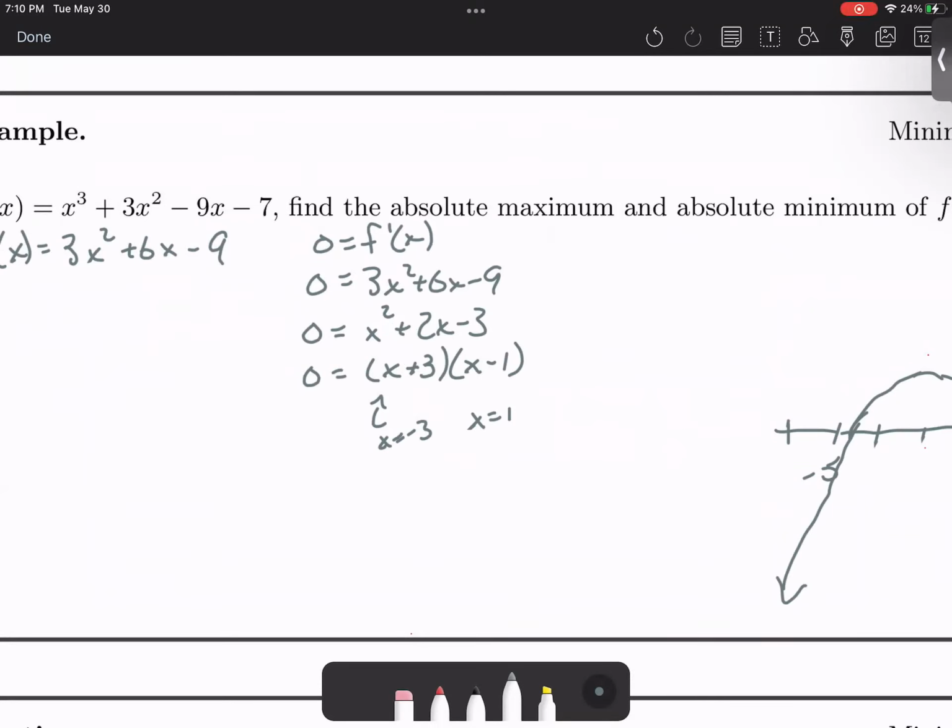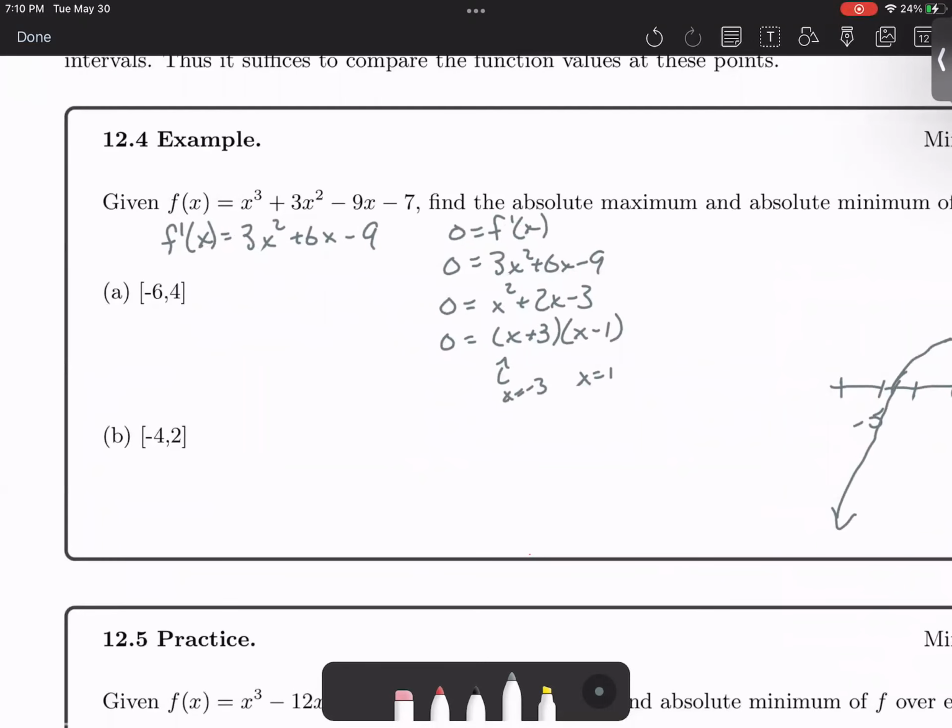The absolute maximum and minimum can only occur at these critical values or at the endpoints of my interval. So let's just test those points. Let's see, what is the function value at minus 6? What is the function value at minus 3? What's the function value at 1? And what's the function value at 4? So here I'm going to plug in the function values. This is just evaluating the points in your original function to see which is the maximum and which is the minimum.